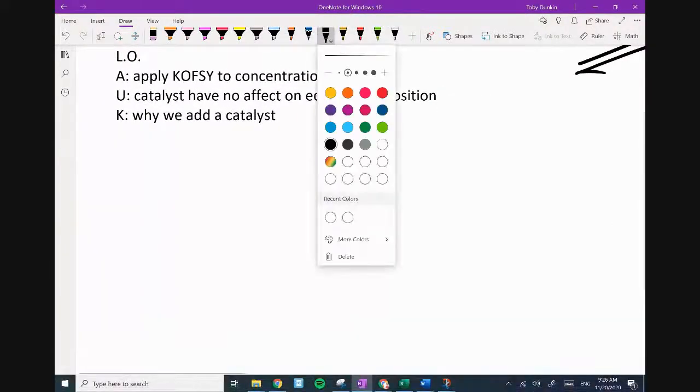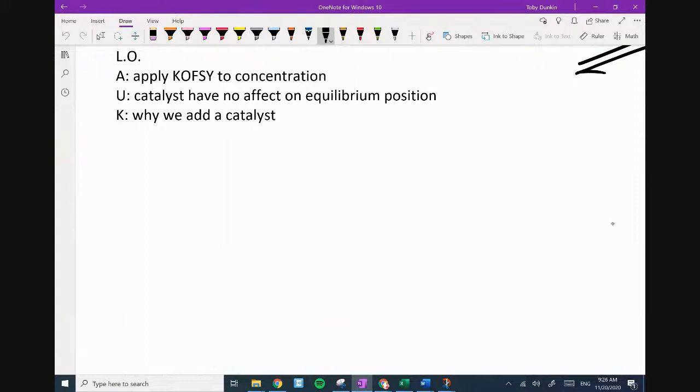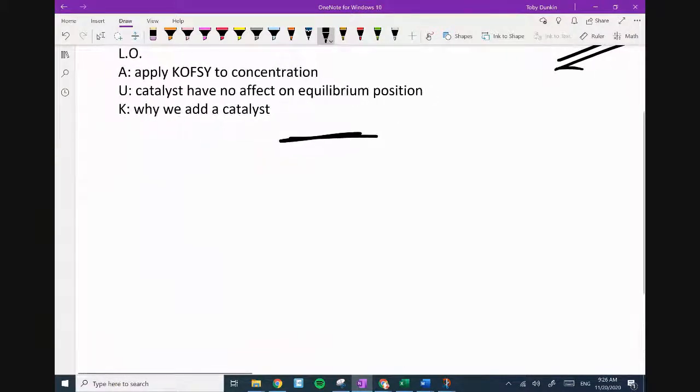So that's today's lesson. The first thing I want to do is apply KOFSY to concentration. So let's grab an equilibrium, and let's start picking up some of our industrial ones. We can rope them in. So we're going to take ethene.